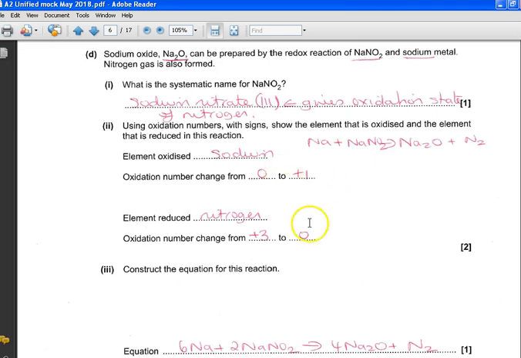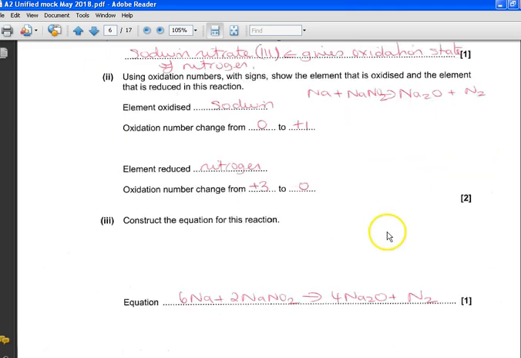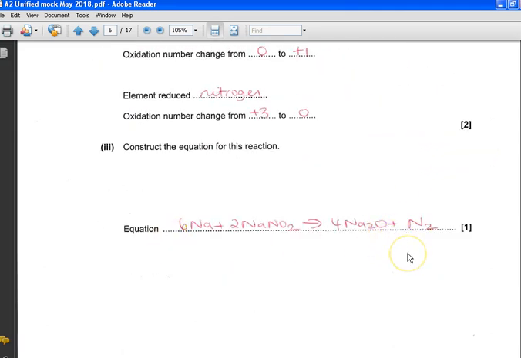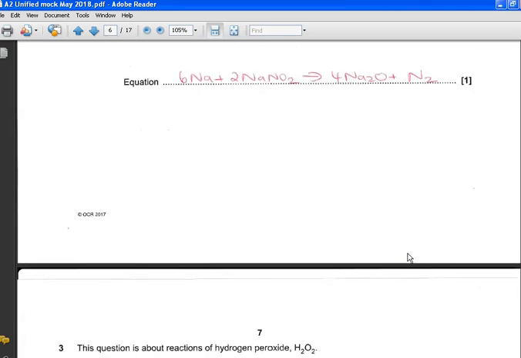And then you're asked to work out which oxidation numbers have changed, and that's why I scribbled that equation down. We can see that sodium's gone from 0 to +1, and nitrogen's gone from +3 to 0. And then you had to balance the equation. Okay, so that's pretty straightforward, I hope.